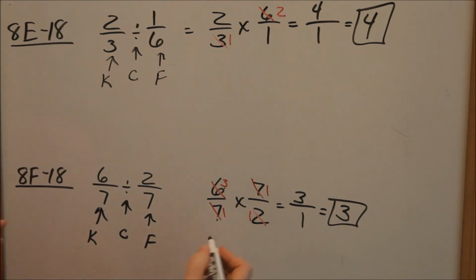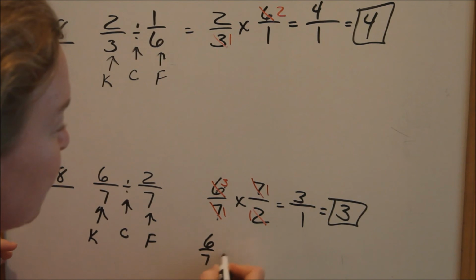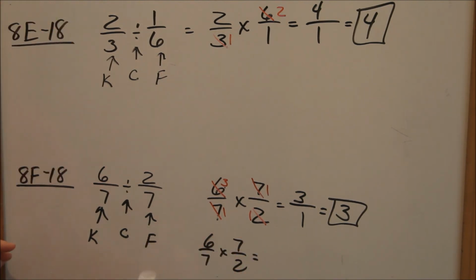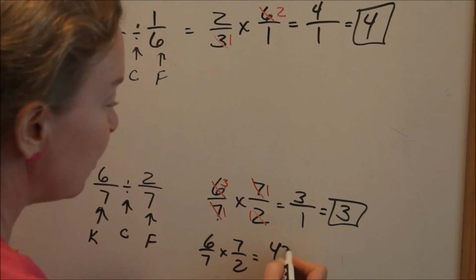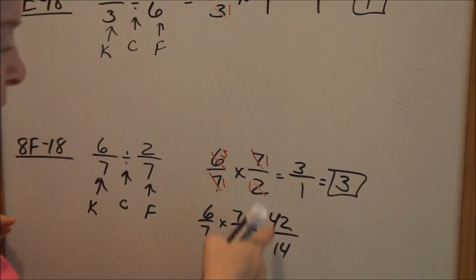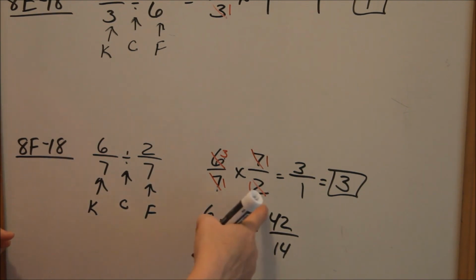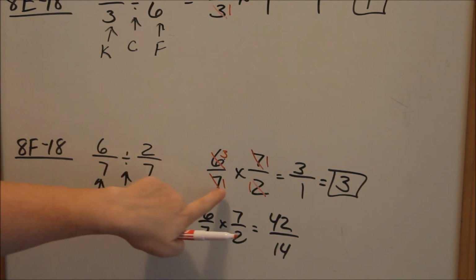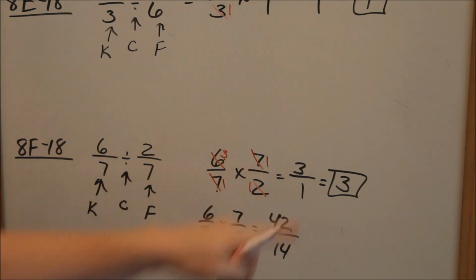If you multiply straight across, 6/7 times 7/2, and you do that without reducing, 6 times 7, 42. Then 7 times 2, 14. Then you would need to go through the process of reducing it. When you reduce it, you'll end up with the same answer. That's why reducing in the problem is easier. You have smaller numbers to multiply.